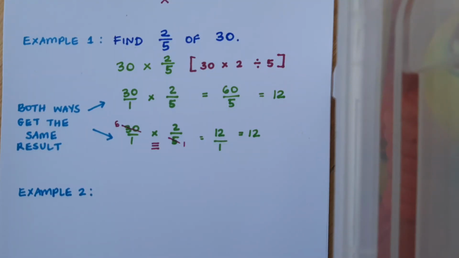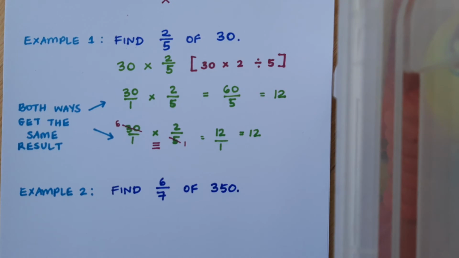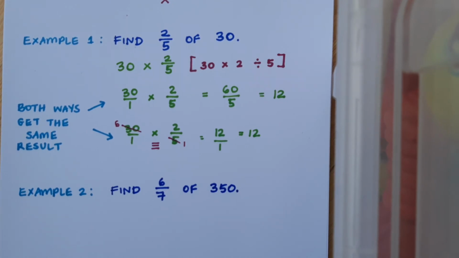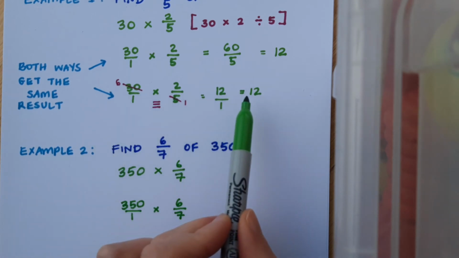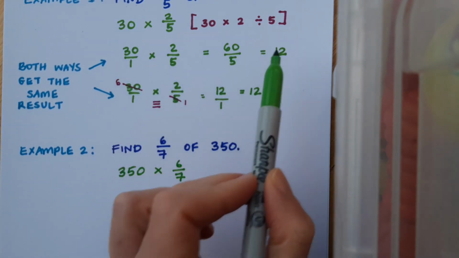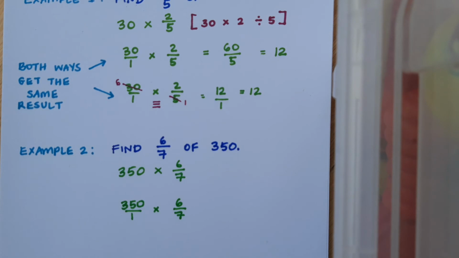Let's look at a second example. This time I want to find 6/7 of 350. The first thing that I have to do is make my calculation. I'll start by writing down the 350, the value that I want to find the fraction of, and then I'll times it by the fraction that I want to find. I'm going to go about my calculation using this second method, but you're free to use the first method if you prefer. You should get the same answer at the end. I like the second method because it'll let me cancel down and make my numbers more manageable at this stage. I don't like the idea of multiplying 350 by 6 and then having to divide it by 7.